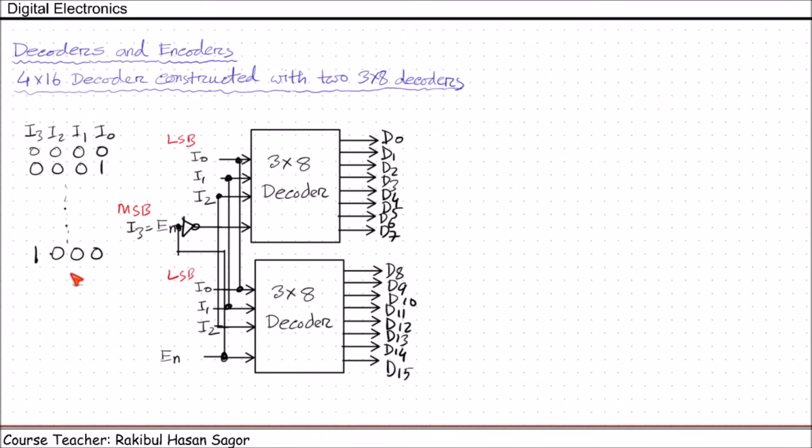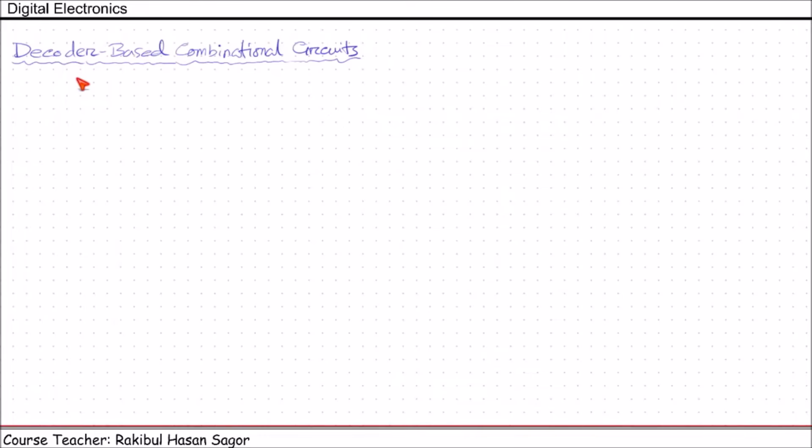In this way, we can get the outputs for the 1, 1, 1, 1 case, and for that D15 will be activated, others will be deactivated. In this way, we can construct a 4 into 16-bit decoder using 3 into 8-bit decoders. Next, we will see decoder-based combinational circuits. That means we will implement functions using decoders.